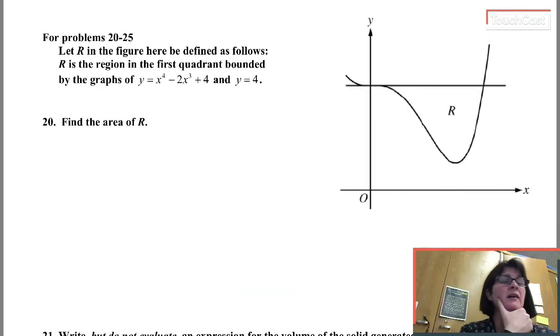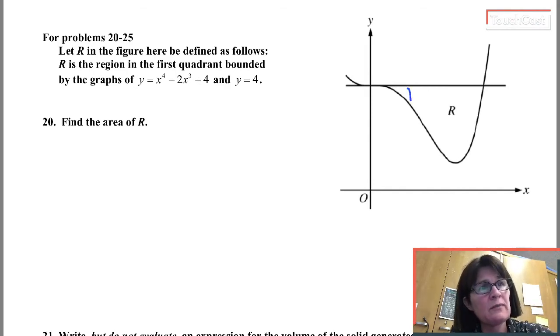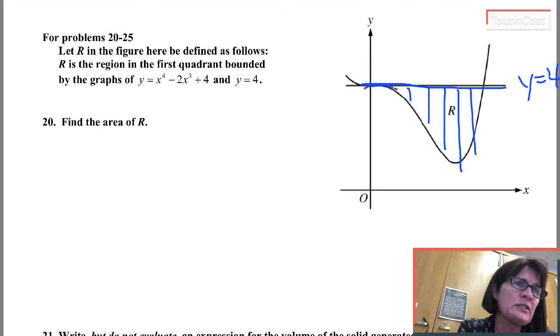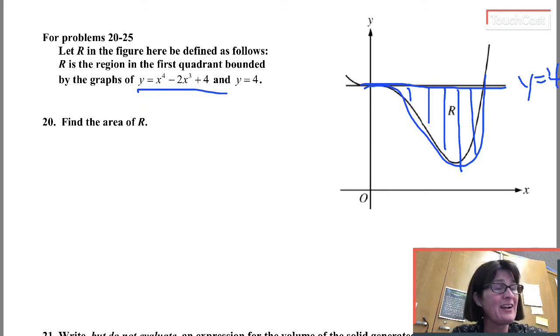Here I want the area of this region R. I'm going to have to find out if I can draw in vertically oriented rectangles. Does the top of my rectangle always touch the same curve? Yeah, it always touches this horizontal line, which I've been told is y equals 4. And do the bottoms always touch this curve? They do. I've been told that's this quartic function. So I'm going to find the area by integrating with respect to X.